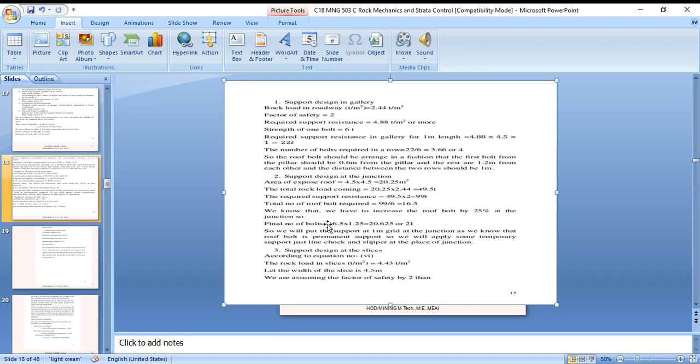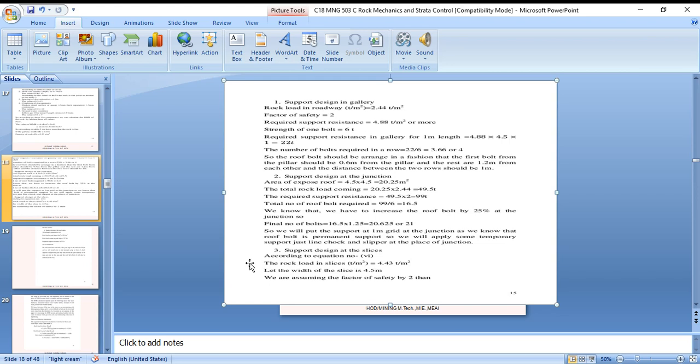We know that we have to increase the roof bolts by 25% at the junction. The final number of bolts is equal to the value we give. So we'll put the supports on a 1 meter grid at the junction. As we know that the roof bolt is a permanent support, we will also apply some temporary support, like chock supports, at the place of the junction.